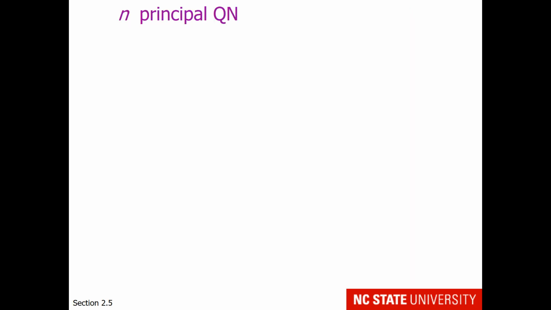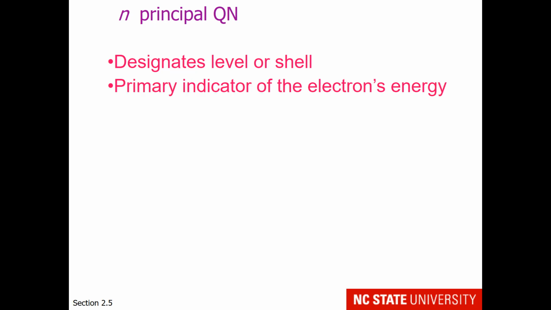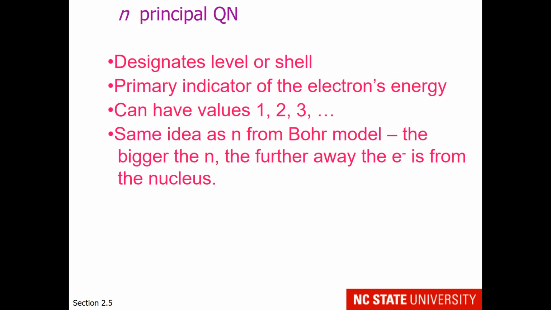Let's first start with n, the principal quantum number. This designates the level or shell the electron occupies. It is the primary indicator of the electron's energy, and it can have values 1, 2, 3, and upward. So this is the same idea as n from the Bohr model. The bigger the value of n, the further away the electron probability region is from the nucleus.